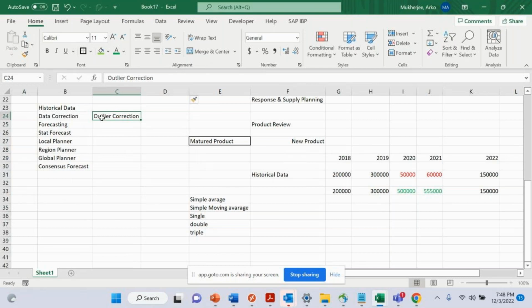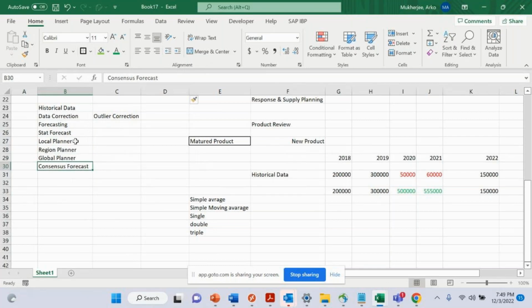But in the demand planning license, we have the functionality in IBP by applying which we can correct our data, which is again based on certain formulas. These formulas are there in the system. I will tell you later. Then it will appear in the forecasting part. It is called a system generated forecast. Then the local, region, and global planners will edit, and then the global planner will submit it as a consensus forecast.